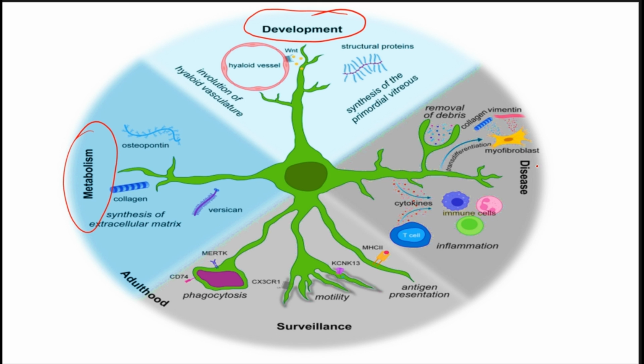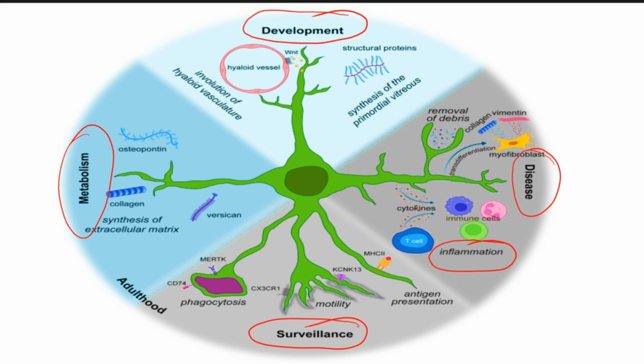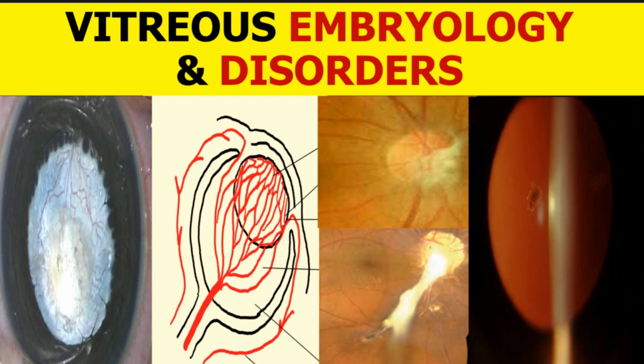They have a role in disease also. They act like macrophages. They can have inflammatory markers. They can actually act as antigen presenting cells, and they also have a role in surveillance. So they are basically acting in metabolism, in development, in disease, and also in immunological processes. So although we have very few hyalocytes, they do play a very important role in the vitreous.